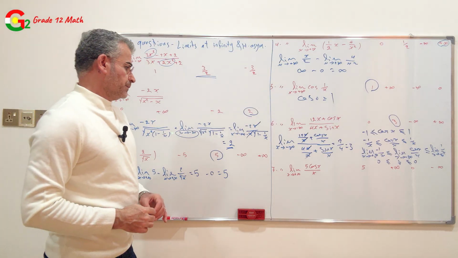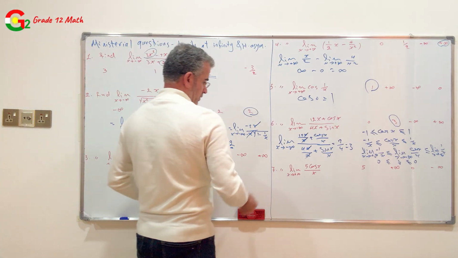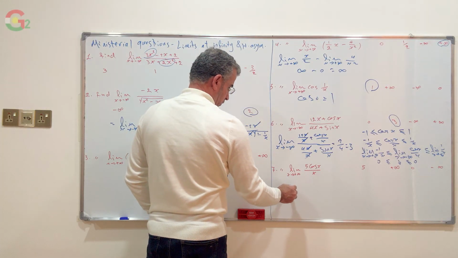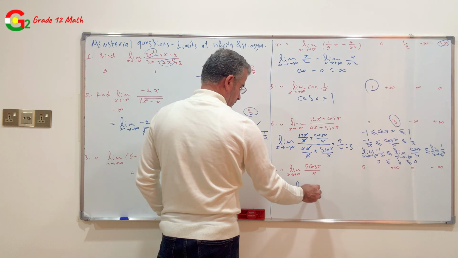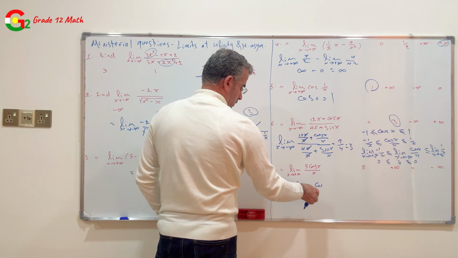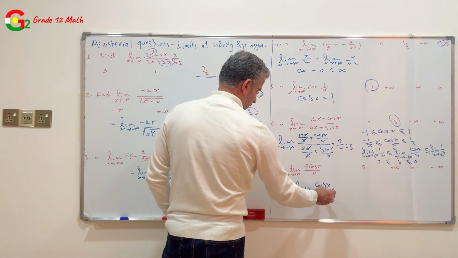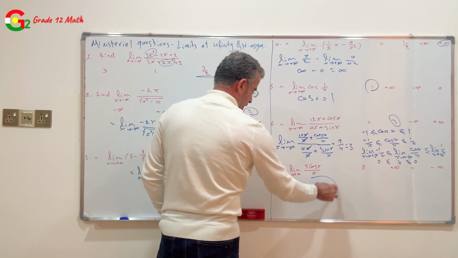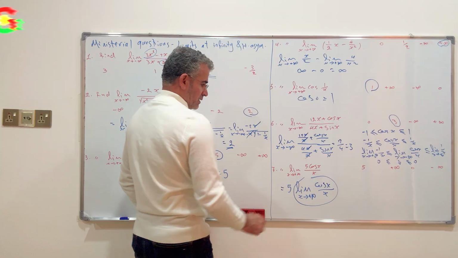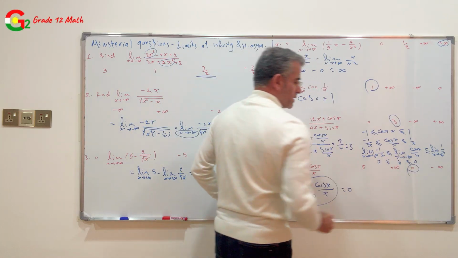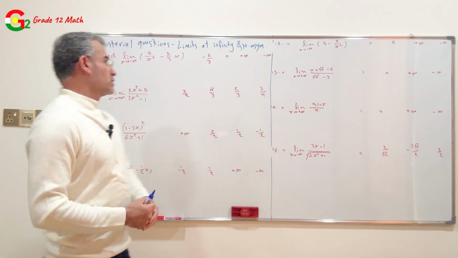Question number 7. Limit as x approaches positive infinity of 5 cosine x over x equals 5 times the limit of cosine x over x when x approaches positive infinity. By the squeeze theorem, this limit is 0. 5 times 0 is 0. Choice C.